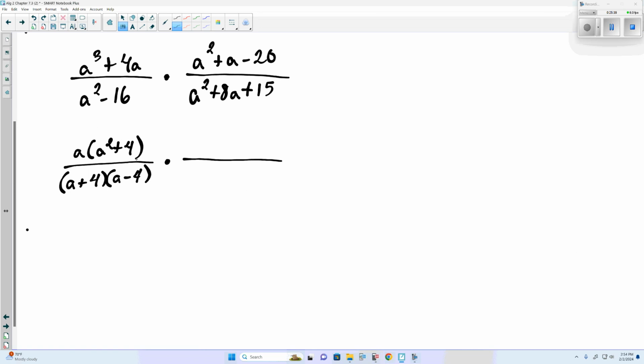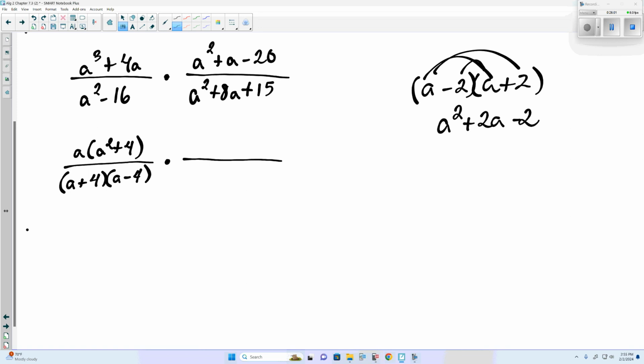What's the difference? Because the difference between A squared minus 16 and A squared plus 4 is that the two terms are not being subtracted. Because if we said it was A minus 2 times A plus 2, A times positive 2 is plus 2A. Negative 2 times A is negative 2A, and these will cancel. What's negative 2 times 2? Now the middle terms do cancel, giving us A squared minus 4. What do we have over there? We have A squared plus 4.